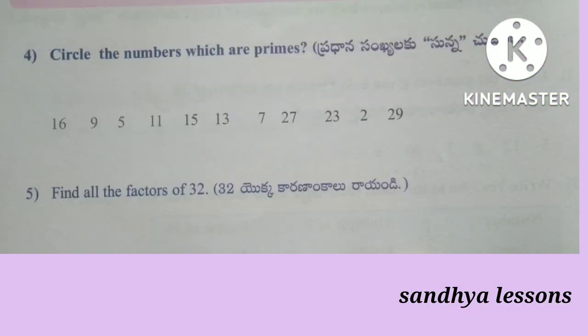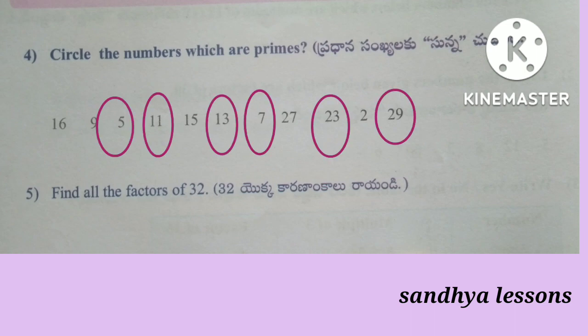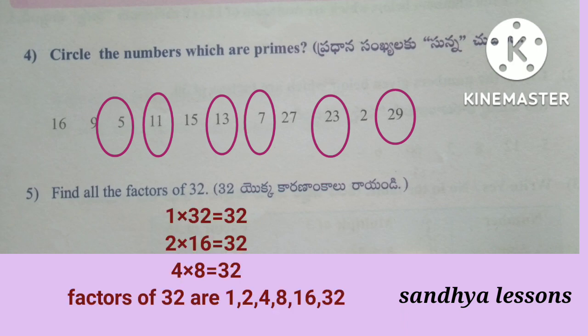Fourth question, circle the numbers which are primes. Numbers which are primes are 5, 11, 13, 7, 23, 29. Fifth question, find all the factors of 32. 1, 32s are 32, 2, 16s are 32, 4, 8s are 32. Therefore, factors of 32 are 1, 2, 4, 8, 16, 32.